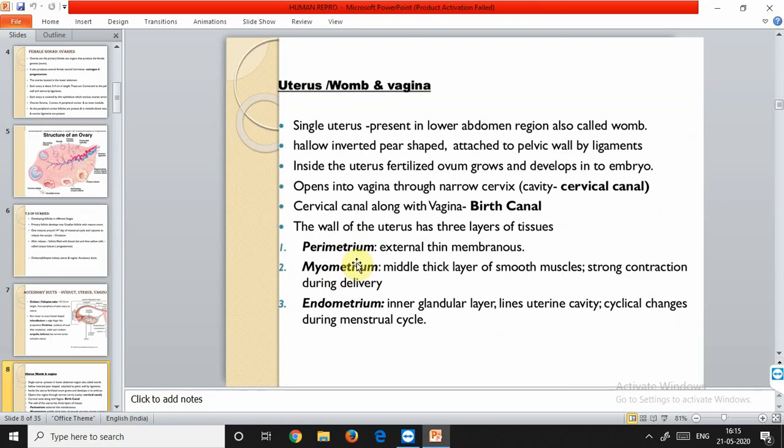Then the endometrium has a glandular layer and lines the uterine cavity. The cyclic changes occurring during the menstrual cycle are due to the presence of this endometrium. So all these three layers have their specific functions.